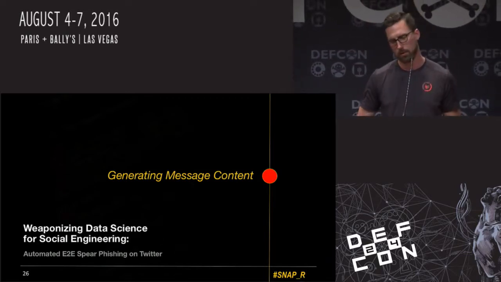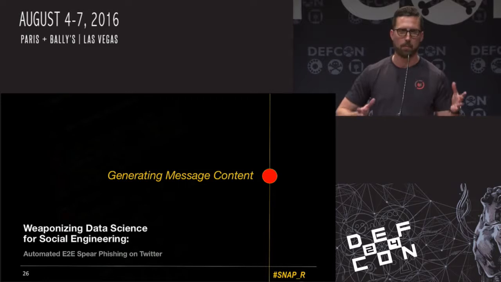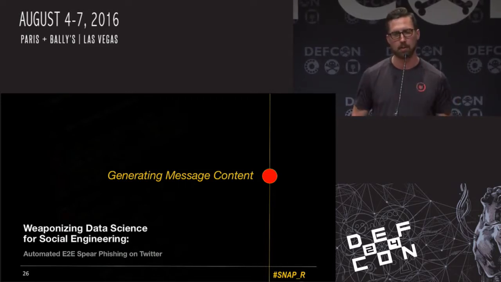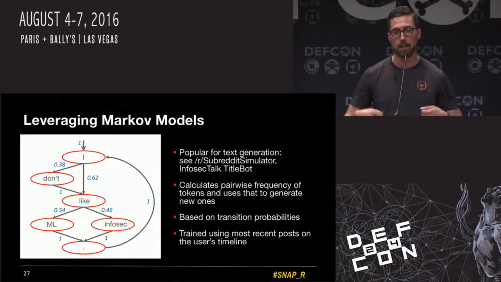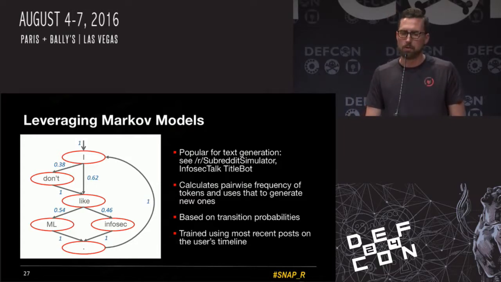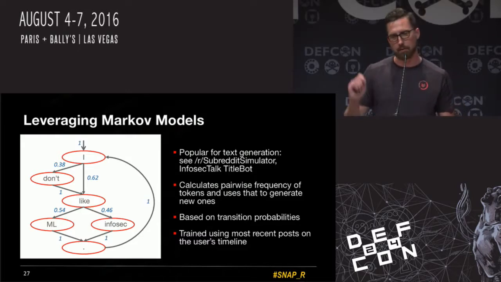Great. So at this point, we've taken a bunch of input users and extracted a subset of them that we want to target. We calculated what they like to talk about, the topic, and we've also determined at which time they're most active on the Twitter platform. So now, how do we go about getting them a tweet that they might be more likely to click on than any random question? We do this in two separate ways. The first way is we leverage Markov models. Markov models are popular for text generation, like John said, the subreddit simulator or the InfoSec talk title bot.